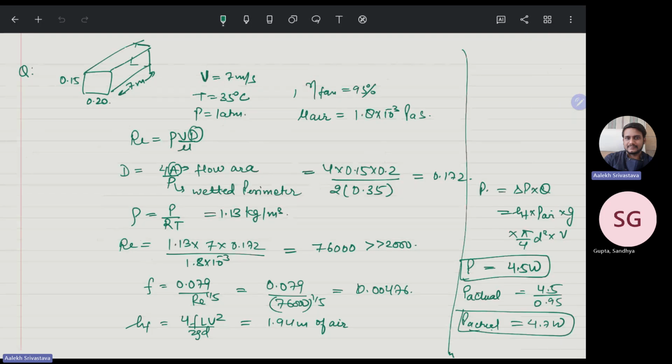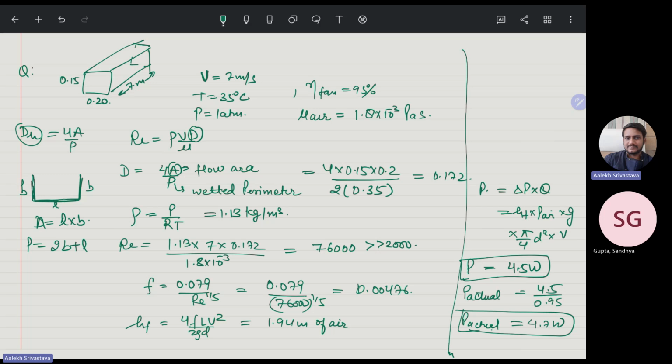So in this rectangular type of problem, you need to find the hydraulic diameter. Hydraulic diameter is 4A by P. So suppose this is an open channel flow. Here, the flow area remains the same. Suppose this is L, this is B. So area remains the same, that is L into B. But the perimeter will change, that is 2 times B plus L, because you have B and B on this side, but length only on this side. So this is the wetted perimeter, and that is why it is changed.